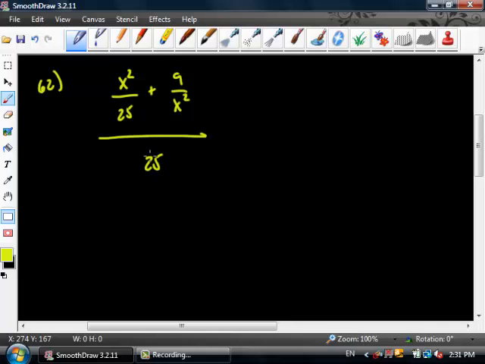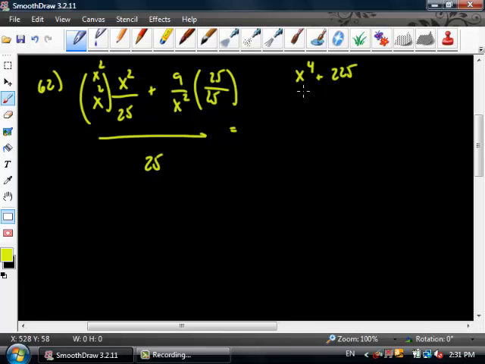X squared times 25. So what is this missing? 25. And what is this missing? X squared. So what I get up top here is x to the 4th plus 25 times 9. Is that 225? Yeah, it is. X to the 4th plus 225 over 25x squared, all over 25.